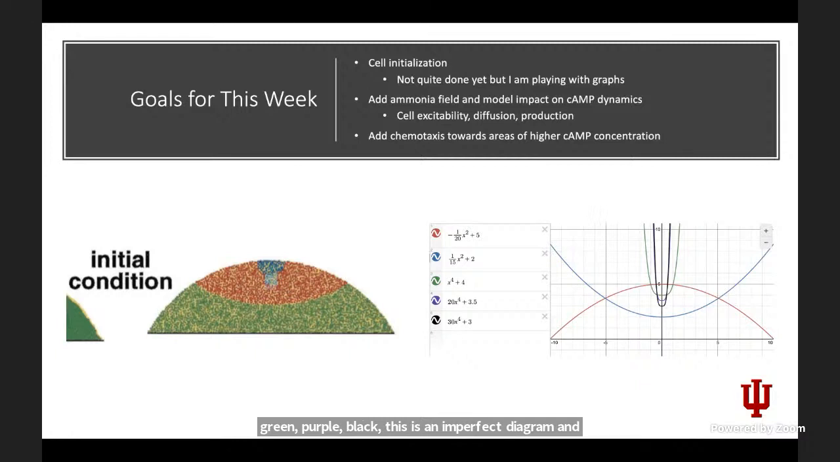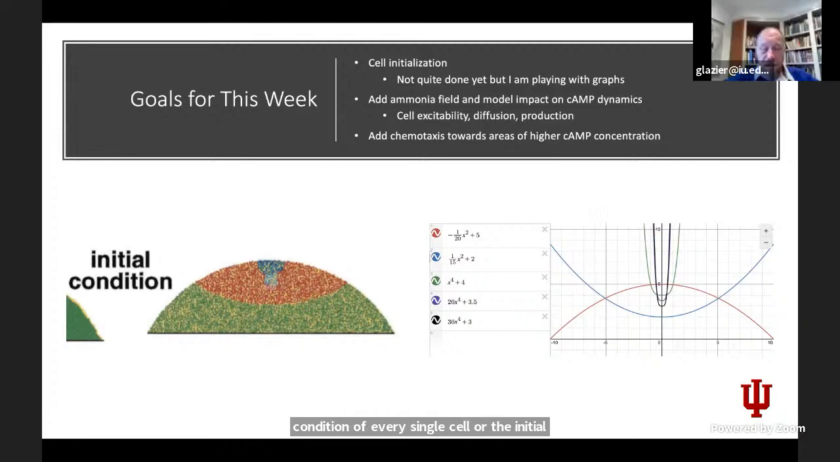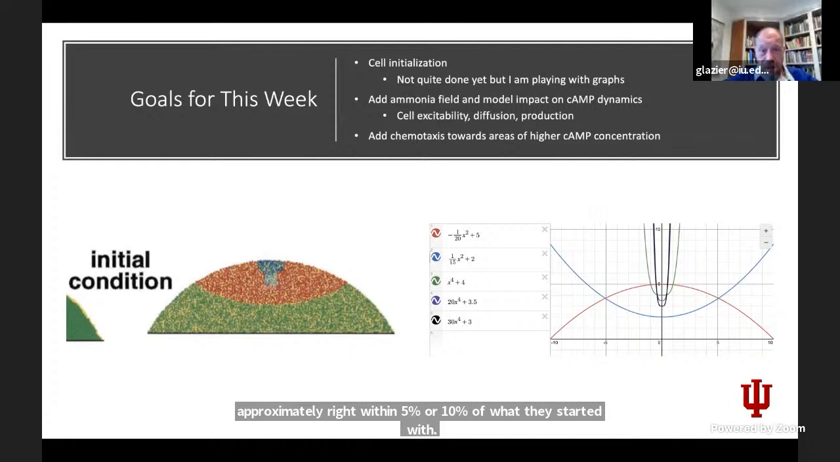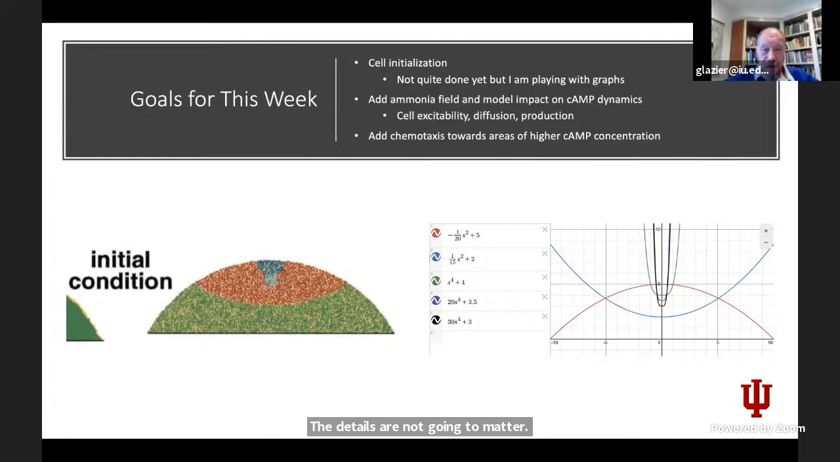I'm not sure when to say whether a certain initialization is good enough here, because these are qualitative results. I don't think we have access to a spot-by-spot initial condition of every single cell or the initial location. I would say as long as the number of cells is approximately right, within 5% or 10% of what they started with, and the basic geometry is all right, the details are not going to matter. If the chemotaxis works and you actually get the thing to pump up and make a stalk, that'll be fine.